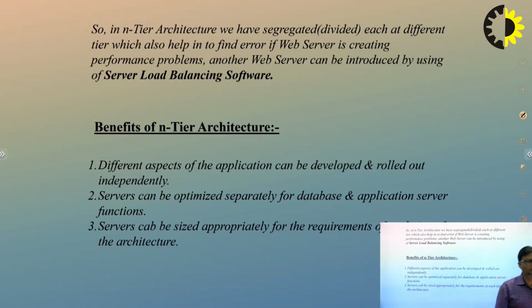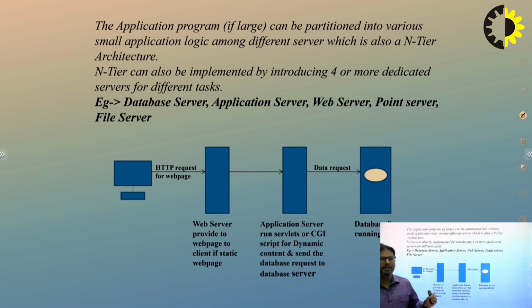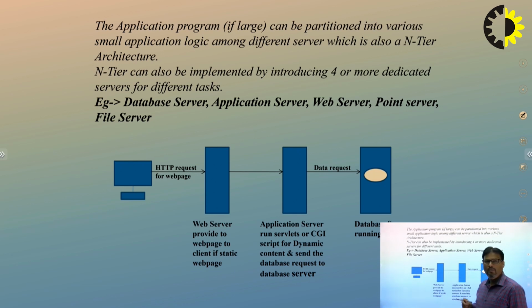A large application can be partitioned into various small applications, with logic spread among different servers, which is also an n-tier architecture. And n-tier architecture can also be implemented by introducing more dedicated servers for different tasks: database server, application server, web server, and file server.